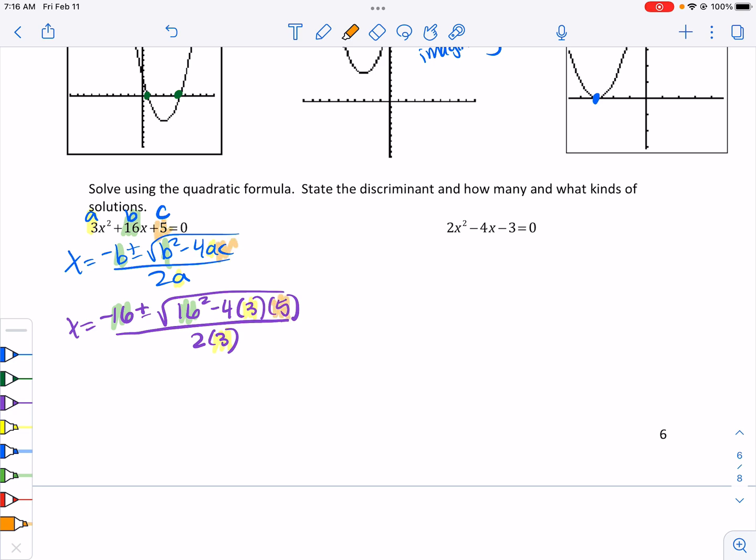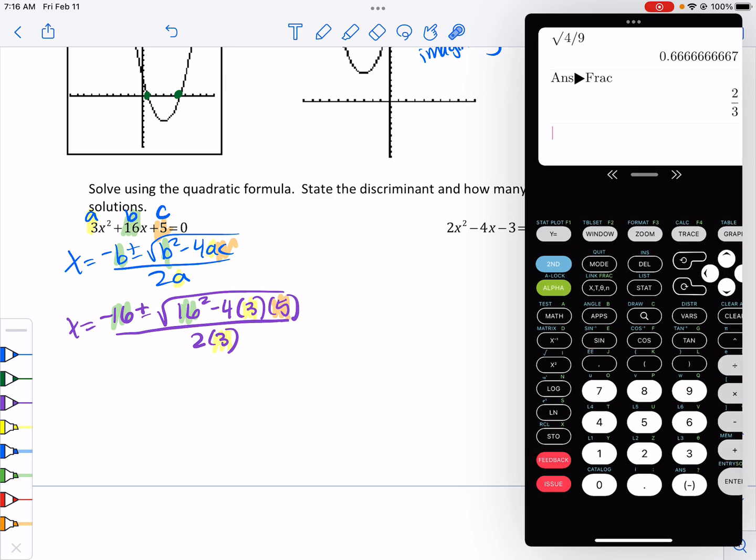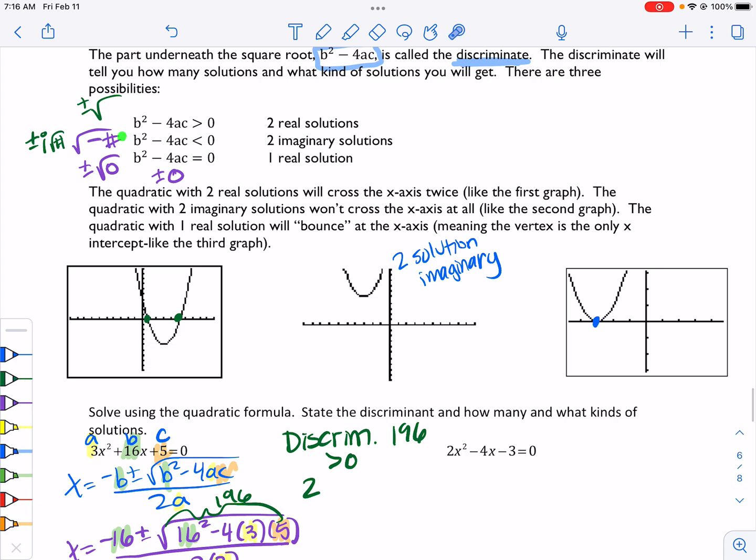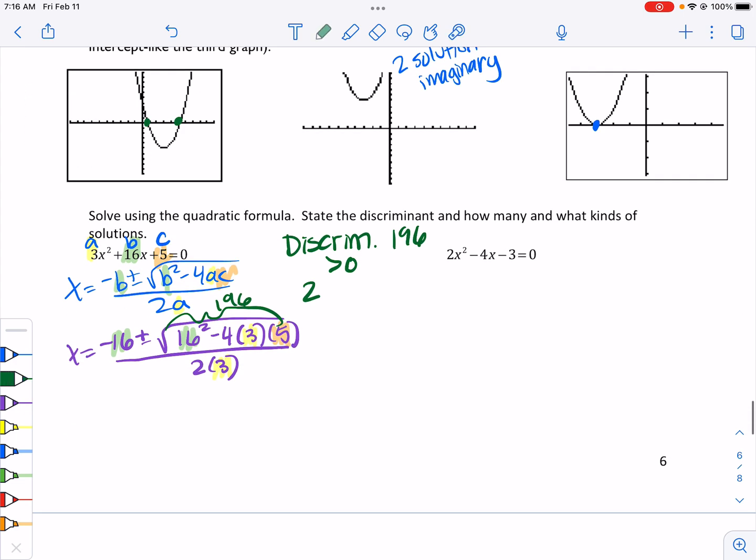Okay. So now what I like to do is I like to simplify the thing underneath the square root. So I like to find the discriminant. So here I'm going to use my calculator. So I can do 16 squared minus 4 times 3 times 5. So I get 196. So this thing underneath equals 196. So now, because we know the discriminant is 196, that's greater than 0, so that means, if we go back and look, there's going to be 2 real solutions.